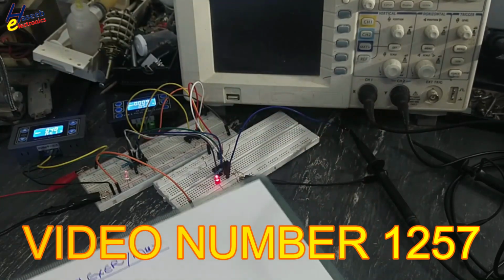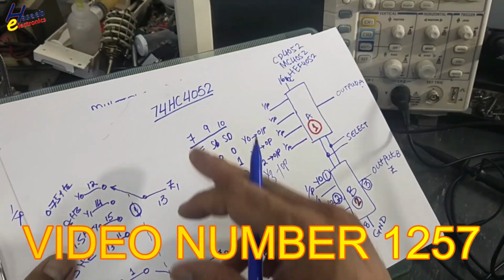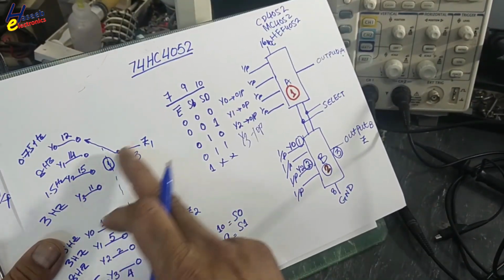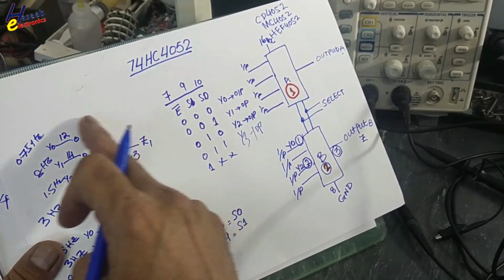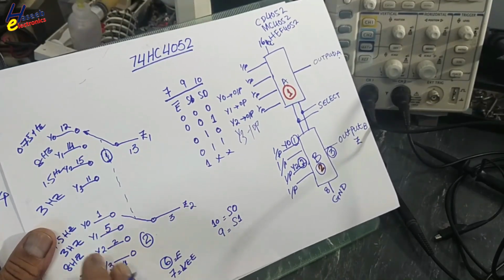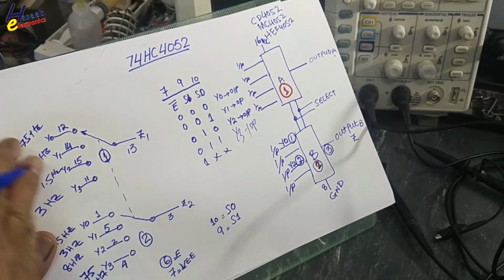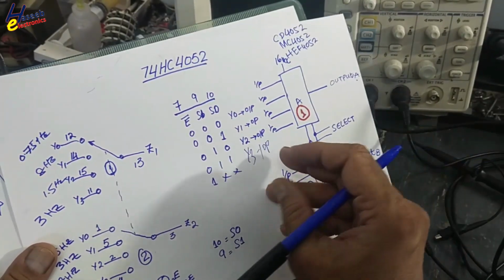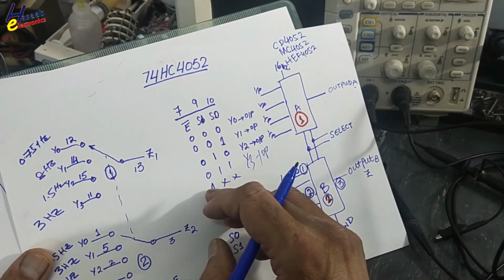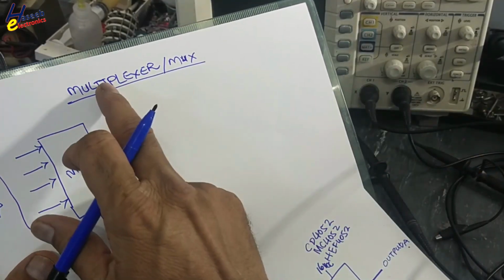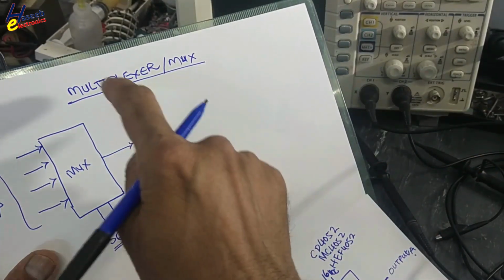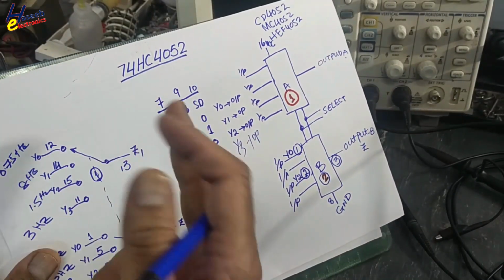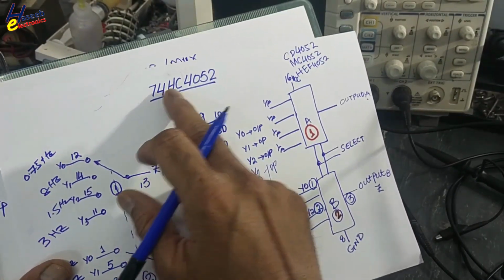In my last video I discussed the 74HC4052 IC. It is a dual 4 to 1 line multiplexer. One channel, second channel, 4 inputs, 1 output, 4 inputs, 1 output. Today we will see it in more detail, and we will see the behavior of this IC as a multiplexer. It is a multiplexer and demultiplexer.